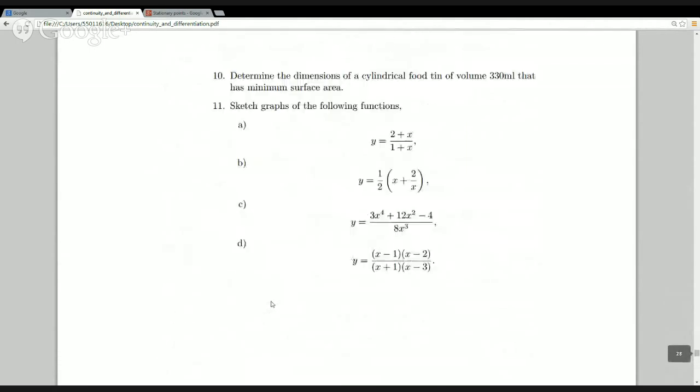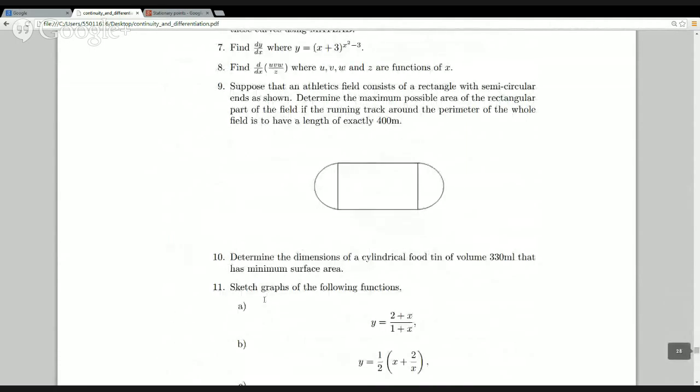Well, if we come back to question 9 for the moment, let's have a look at question 9. So question 9 talks about the dimensions of an athletics track or a sports field or whatever. So here's a pretty awful sketch of a sports field. You're familiar with the idea.